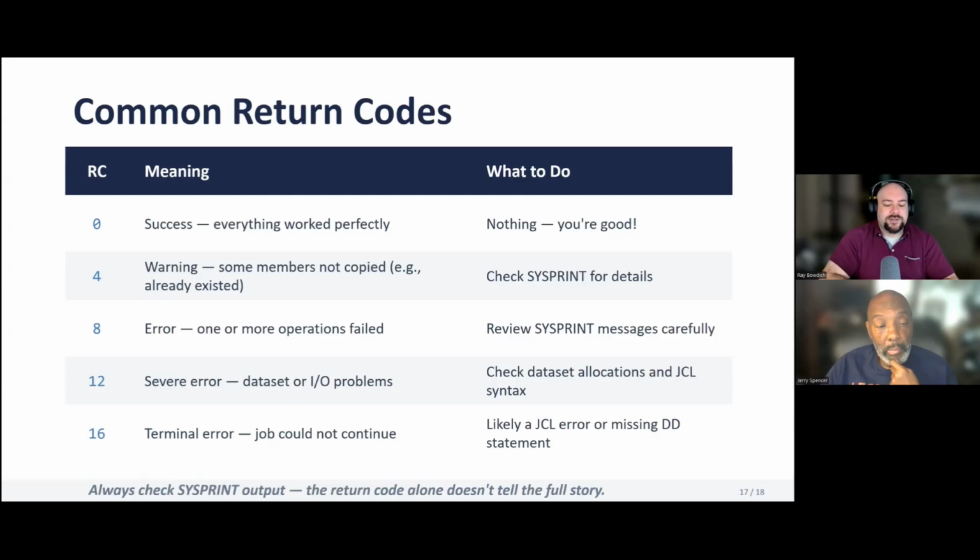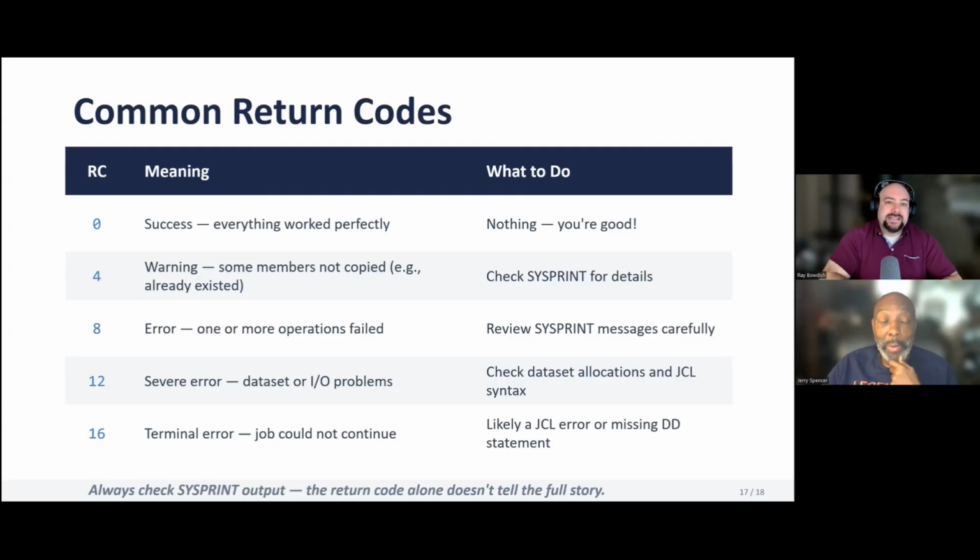And next, return code 12. Seems we like to go up by fours. Return code 12, well, that's even worse. It means there was a data set or an I/O problem. At that point, it's probably some kind of serialization issue or some other not major, but big problem with one of the two data sets, either source or target. As always, check the sysprint, look up the message, fix it, rerun the job, or ask somebody for help if it's still a little too cryptic.